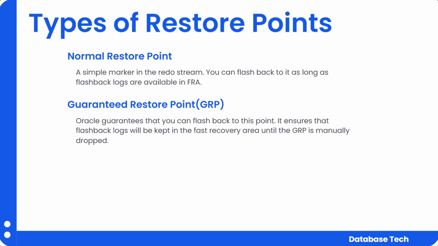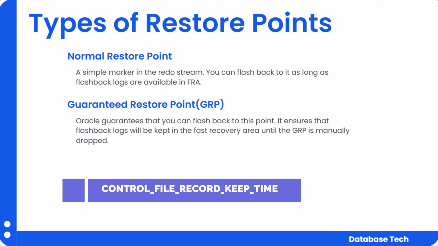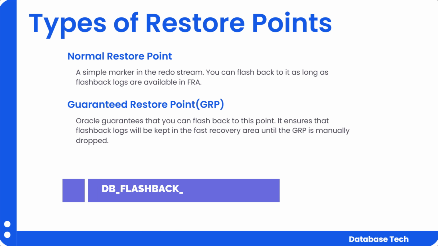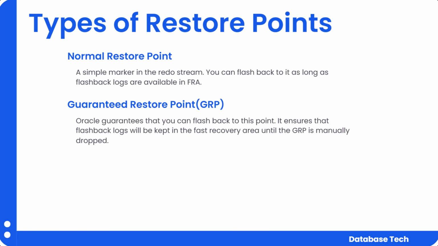When you create a normal restore point, this metadata does not stay forever. This is retained for a period determined by the control file record keep time initialization parameter. We'll discuss this parameter in detail in the coming slide. A normal restore point depends on the flashback retention policy, the db_flashback_retention_target parameter, and the FRA space availability. DB flashback retention target is an initialization parameter that specifies the desired window of time for which Oracle should try to keep flashback logs.